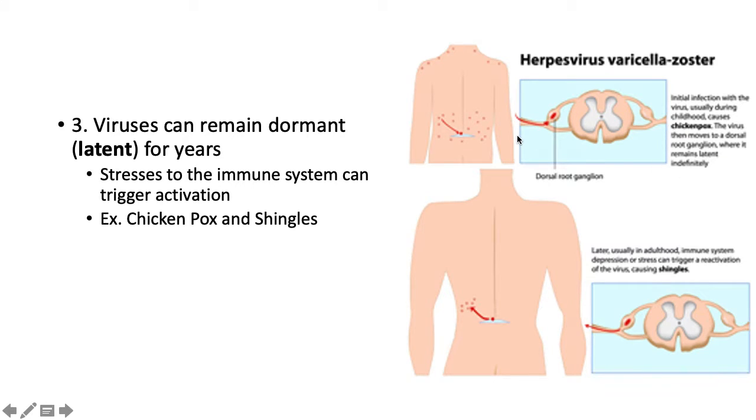So the initial infection in childhood is chickenpox. Then it moves to the dorsal root and just lays dormant. And then later on, when you have an immune system depression or stress, it can trigger shingles.